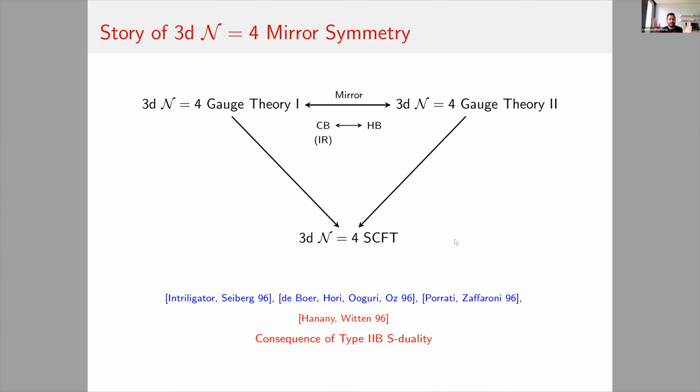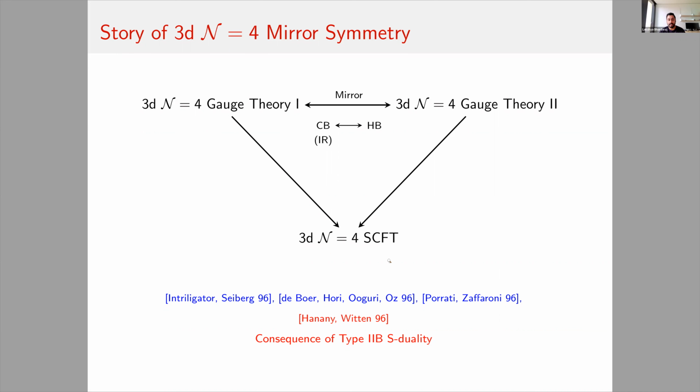So we know that 3D N=4 mirror symmetry is an infrared duality of two gauge theories. Here we have two 3D N=4 gauge theories, 1 and 2. And we say that they are mirror duals if they flow to the same 3D N=4 conformal theory in the infrared.